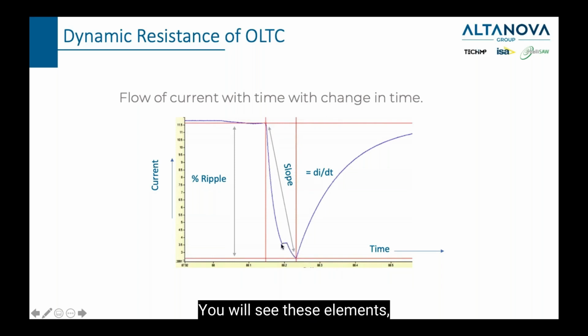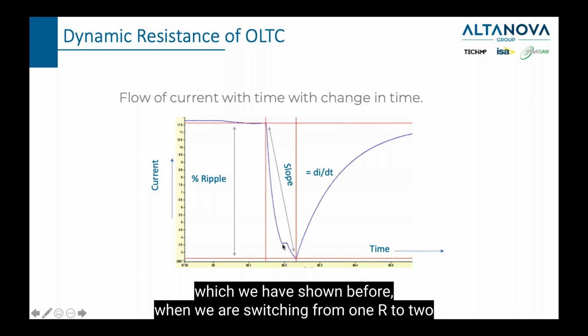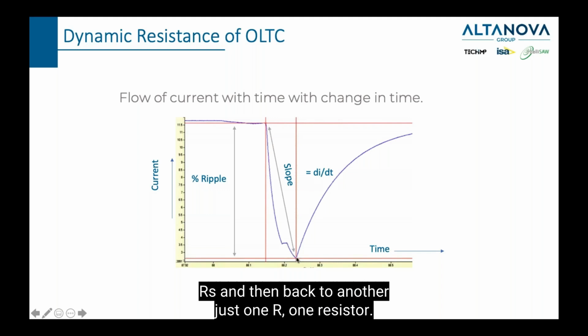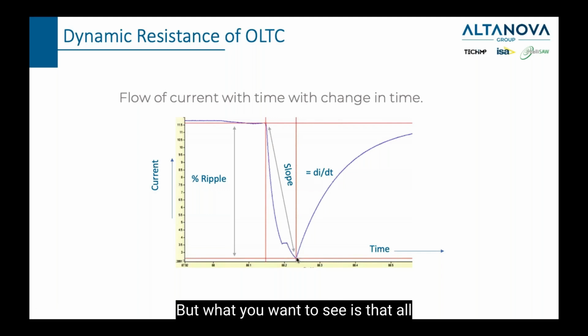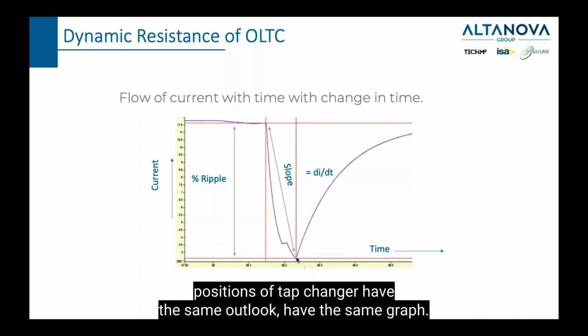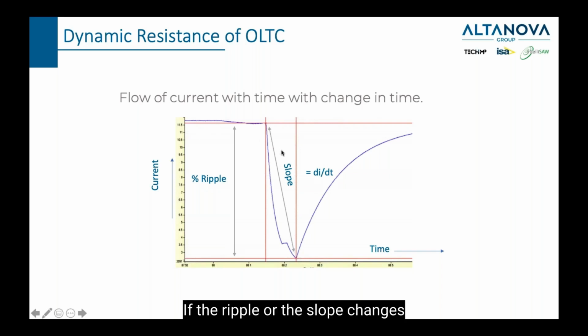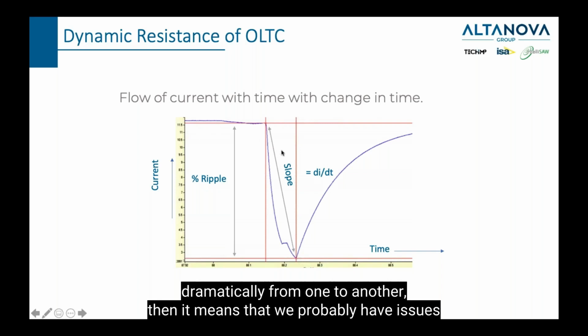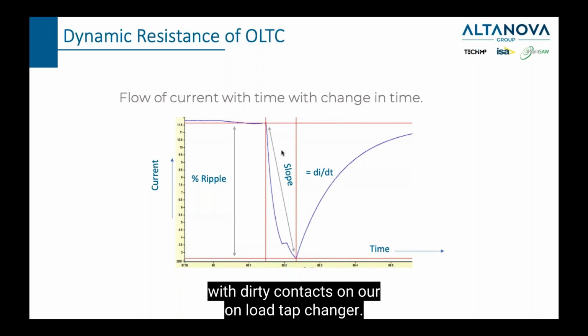Here you will see these elements which we've shown before when we are switching from 1 R to 2 Rs and then back to another, just 1 R, one resistor. But what you want to see is that all positions of the tap changer have the same outlook, have the same graph. If the ripple or the slope changes dramatically from one to another, then it means that we probably have issues with dirty contacts on our on-load tap changer.